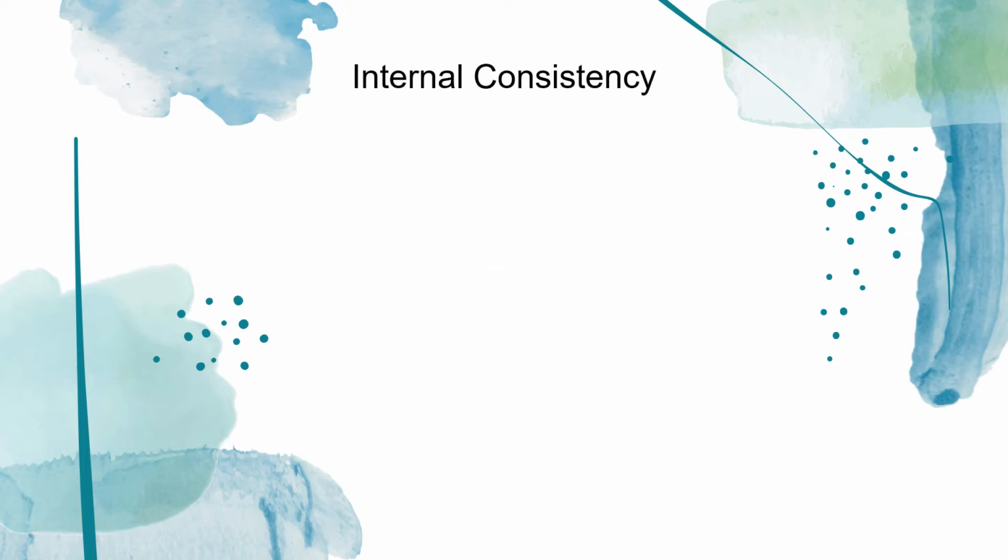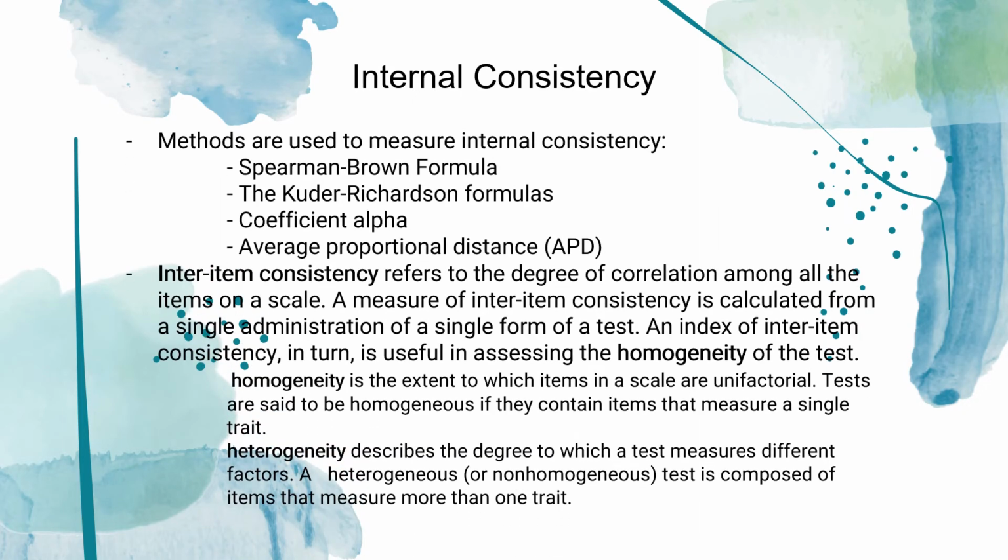Next is internal consistency. In addition to the Spearman-Brown formula, other methods used to obtain estimates of internal consistency reliability include formulas like the Kuder-Richardson formulas, coefficient alpha, and average proportional distance or APD. Inter-item consistency refers to the degree of correlation among all the items on a scale. A measure of inter-item consistency is calculated from a single administration of a single form of a test.